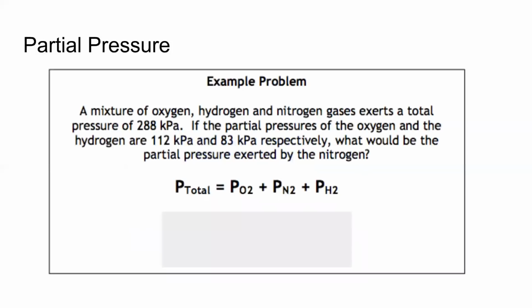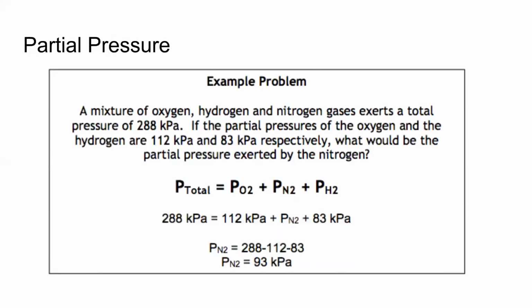Now then, why don't we take a look at that? So here's a problem. A mixture of oxygen, hydrogen, and nitrogen gases exerts a total pressure of 208 kPa. If the partial pressures of oxygen and hydrogen are 112 kPa and 83 kPa respectively, what would be the partial pressure exerted by the nitrogen? So you have the total pressure, the pressure of the hydrogen, and the pressure of oxygen. You're looking for the pressure of nitrogen. Simple as that. All you have to do is take the pressure of oxygen and the pressure of hydrogen to the other side, and solve for P N2. So that's a simple version of partial pressures.